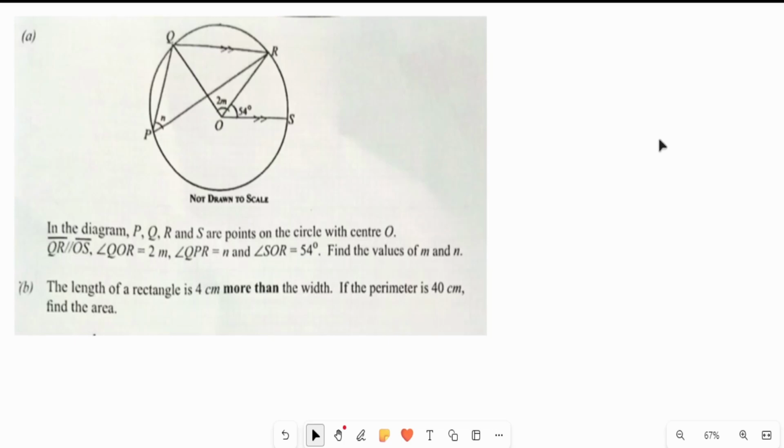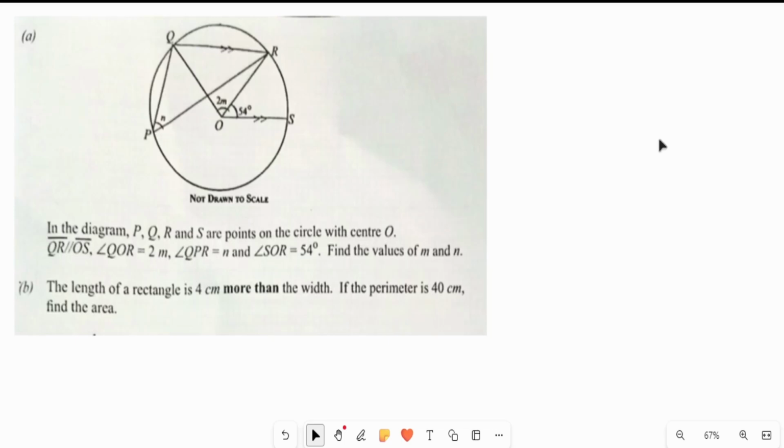Let's take this problem quickly. The A part has a diagram which is not drawn to scale, and it reads that in the diagram, P, Q, R, and S are points on the circle with center O. Segment QR is parallel to segment OS. Angle QOR equals 2m. Angle QPR equals n, and angle SOR equals 54 degrees. Find the values of m and n.